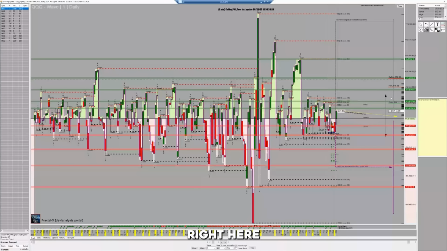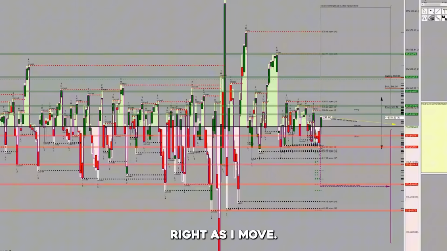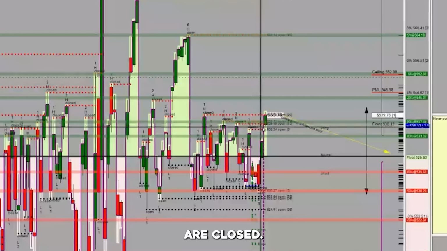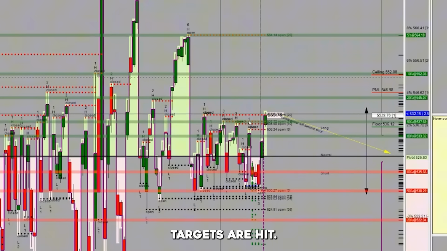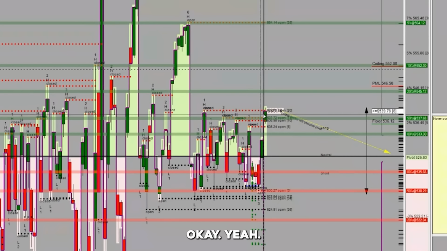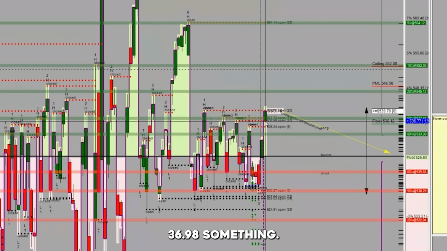For example, right here you see them open right now. As I move to the next candle, you can see all of them are closed. So all these four targets are hit. Does that make sense? After the candle passes or hits that dotted line, it changes to closed. That means your target is hit. You can see the price for them right here, 537.72, 536.98, something like that. That is the price for that open state. Does that make sense?